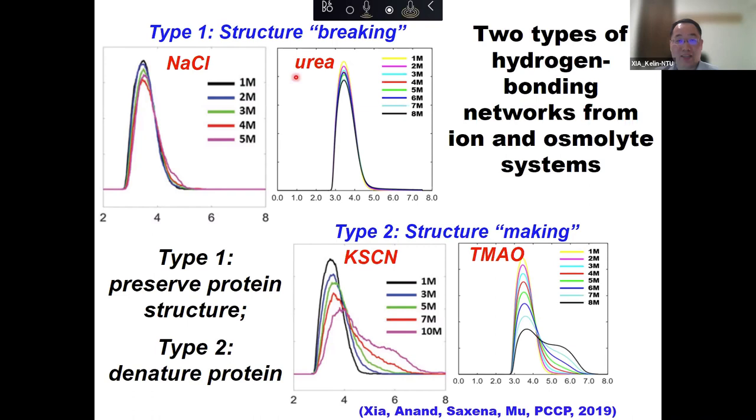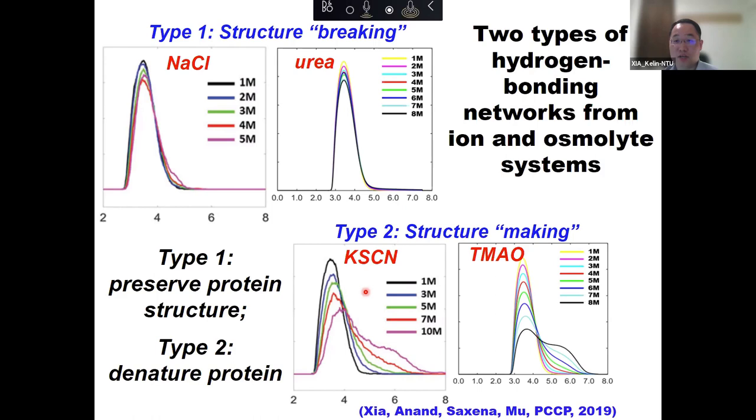And what we found is that urea and TMAO, what they call osmolyte molecules, have the same effect. So we want to see, if they have the same effect, do they contribute the same topological structure? So we have to do the MD simulation. So here's the result. With urea, with the increase of concentration, the corresponding hydrogen bonding network has very slight change. There's a slight decrease of the peak value, but for TMAO, there's a dramatic decrease of the values. Very similar pattern to NaCl and KSCN. So that means these topological methods can characterize the intrinsic topological structures within the systems.